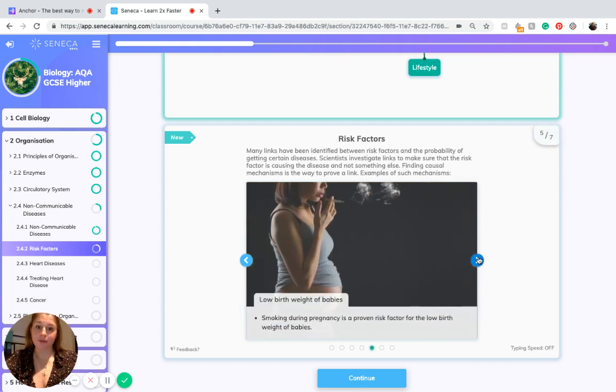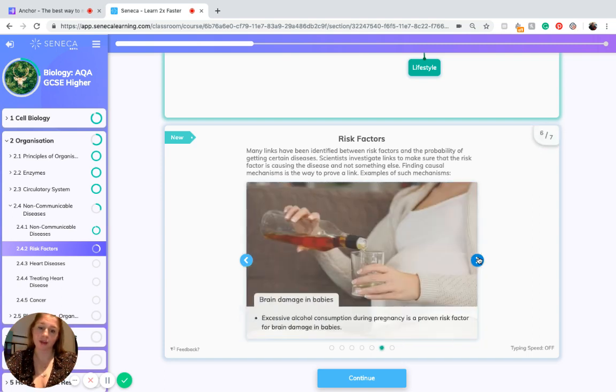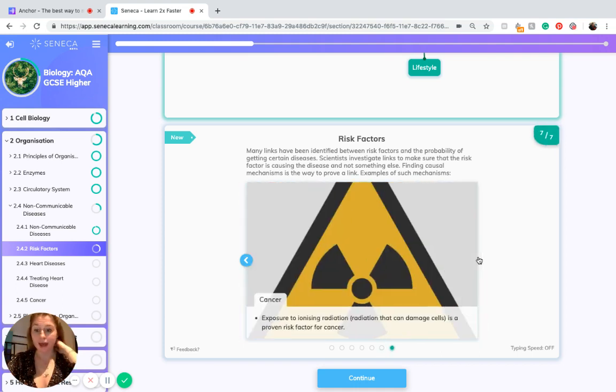Low birth weight of babies. So smoking during pregnancy is a proven risk factor for the low birth weight of babies. Brain damage in babies. Excessive alcohol consumption during pregnancy is a proven risk factor for brain damage in babies. And cancer. Exposure to ionizing radiation is a proven risk factor for cancer.